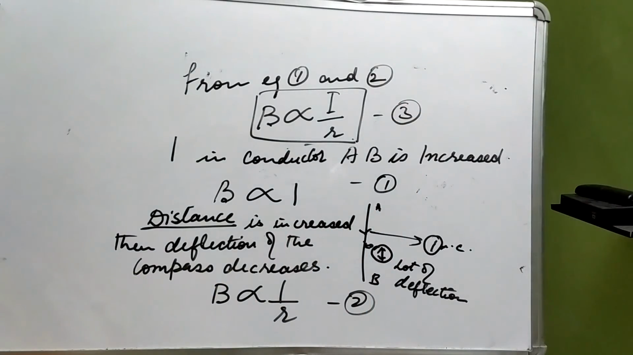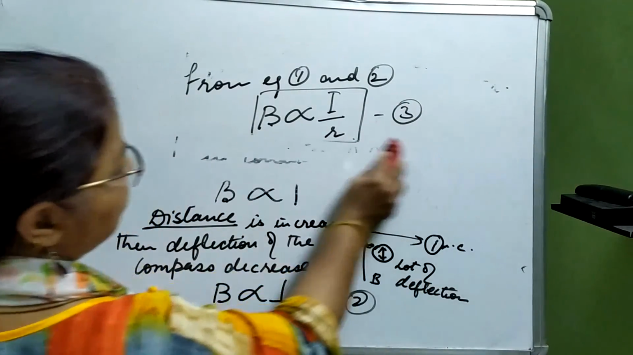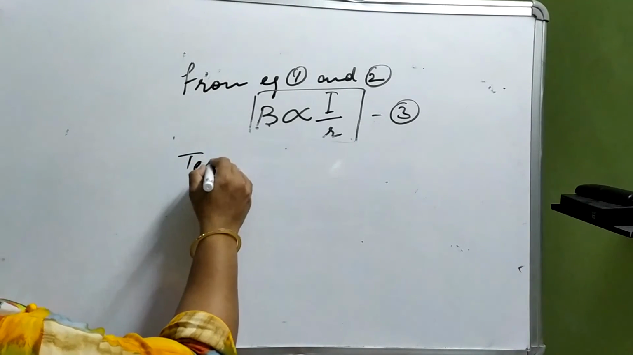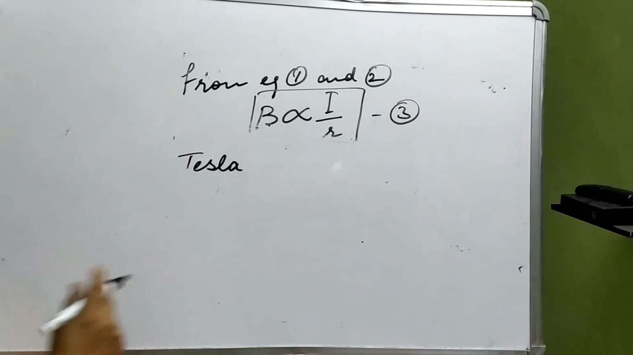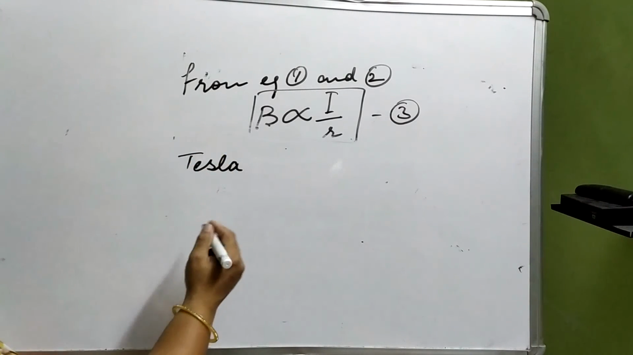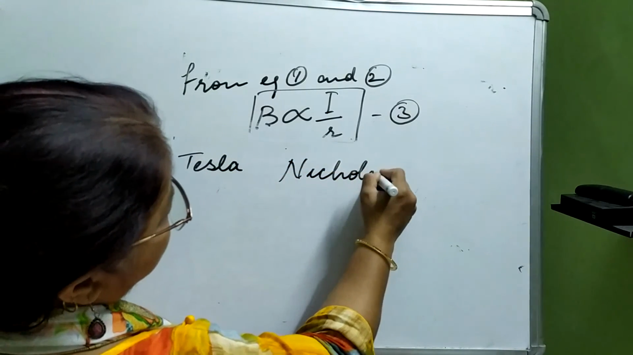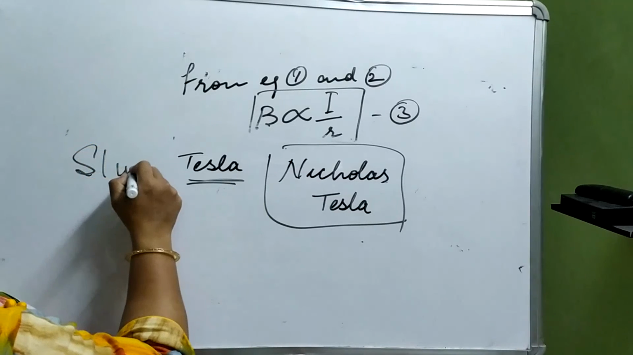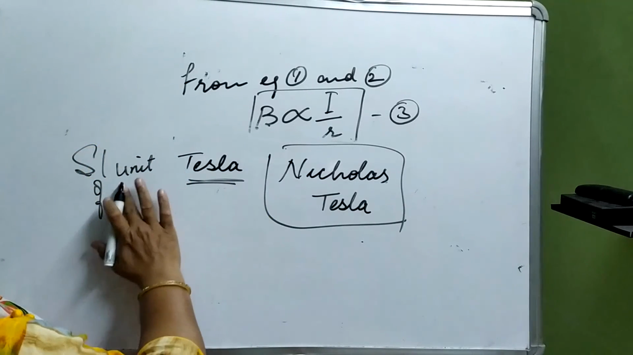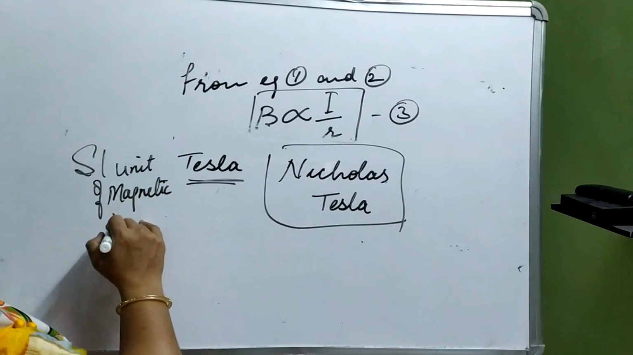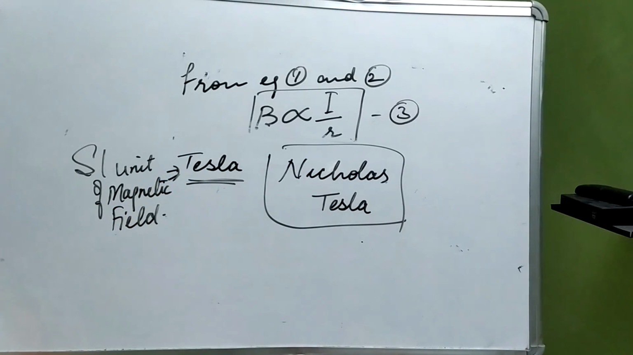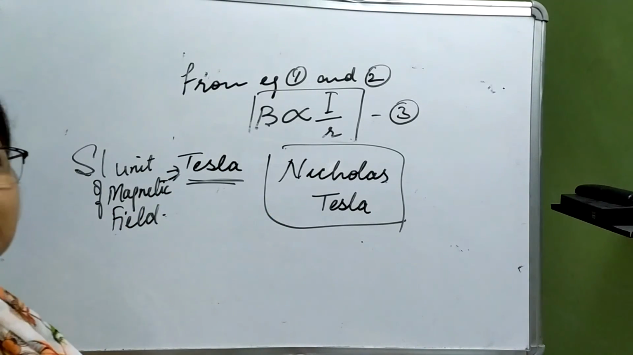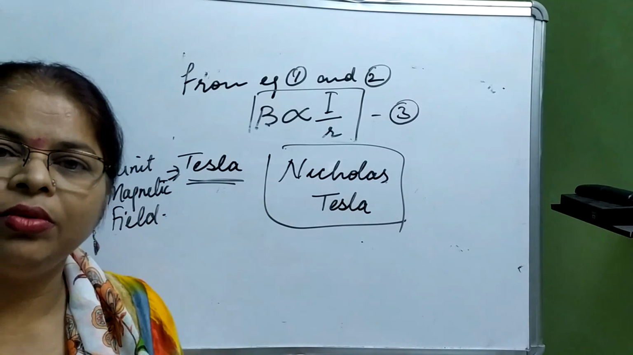Clear? Now, what is the unit of magnetic field? The unit of magnetic field is Tesla. It was named after a Yugoslavian born American engineer called Nikola Tesla. After his name, this SI unit of magnetic field is Tesla. Fine. So it is in the SI system. So learn till here, and if you have any queries you can discuss.